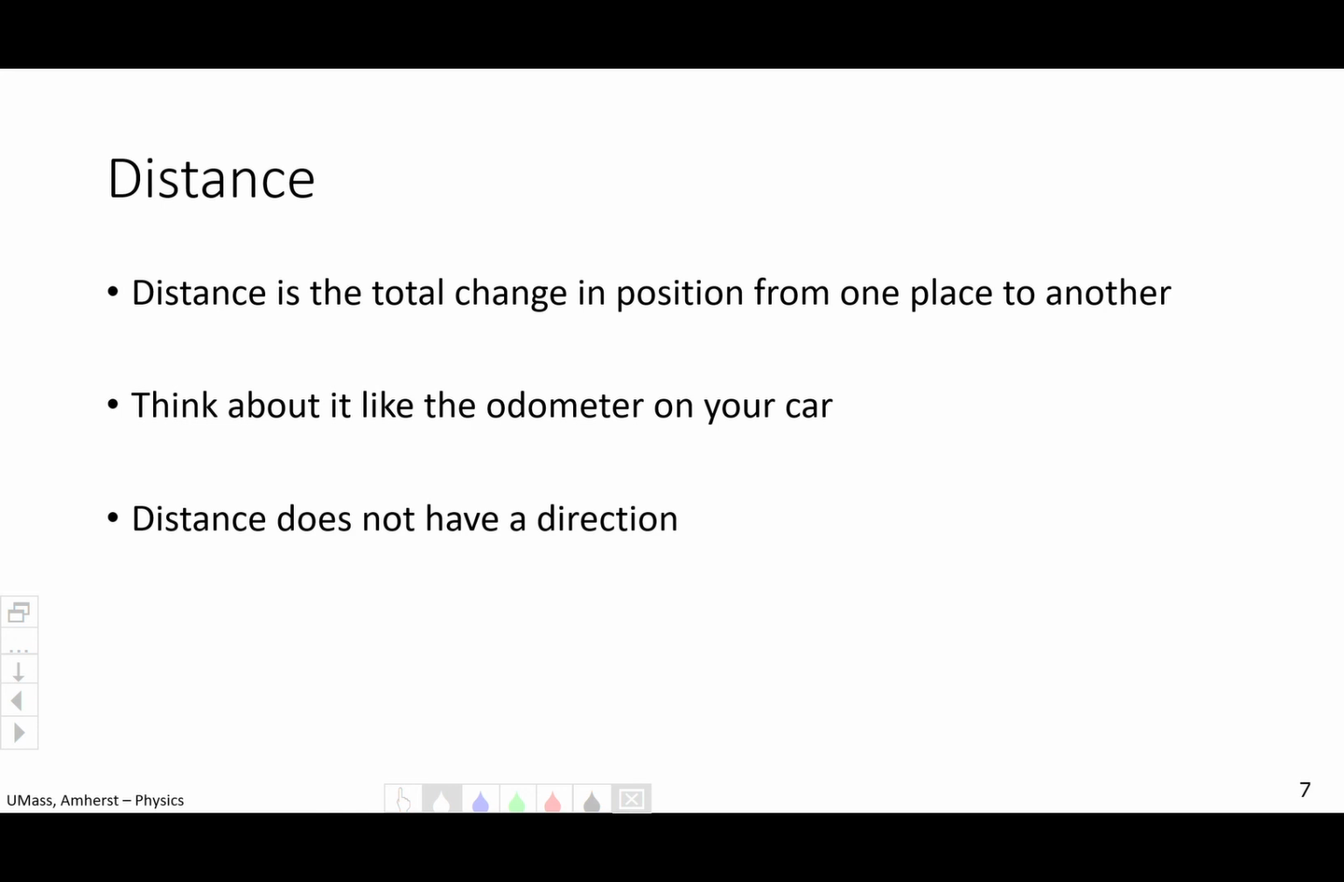And what you're going to do is you're going to think about it like the odometer on your car. Distance does not have a direction. Therefore, distance is a scalar quantity.